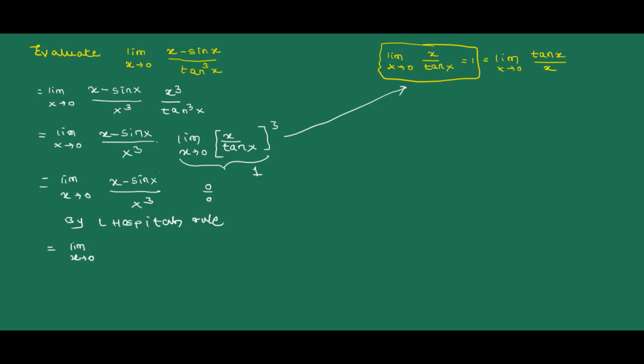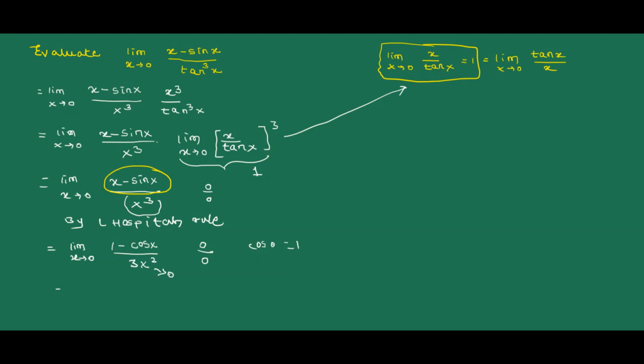What is the differentiation of x minus sine x with respect to x? Differentiation of x is 1, minus differentiation of sine x which is cos x, divided by differentiation of x cube, which is 3x square. Now we have to put x is equal to 0. If you put x is equal to 0, you will get cos 0, and cos 0 value is equal to 1. Therefore, the numerator becomes 1 minus 1 is 0, divided by, put x is equal to 0 here, you will again get 0 by 0 form.